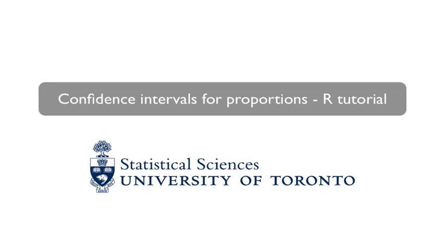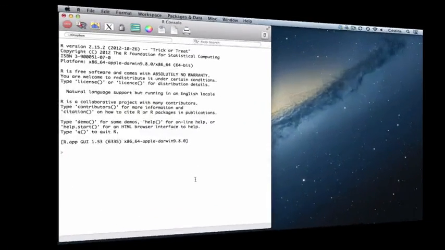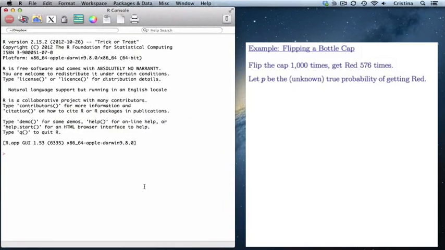Confidence intervals for proportions tutorial. Remember the example that Jeff worked through in the lecture? He flipped the bottle cap 1,000 times and observed red 576 times. Your goal was to construct a confidence interval for the true but unknown probability p of observing red.